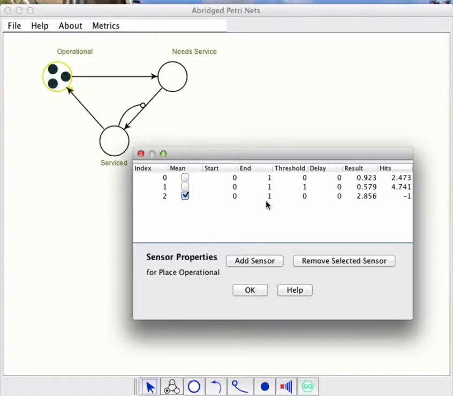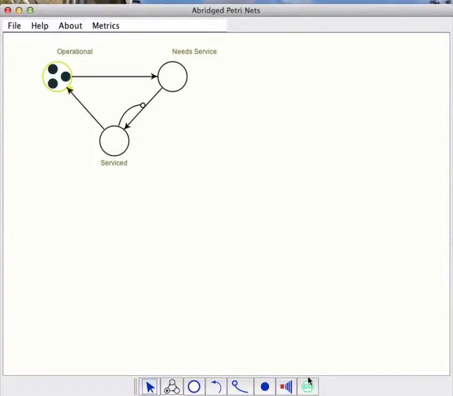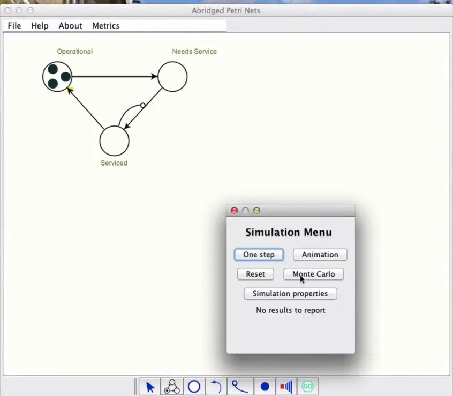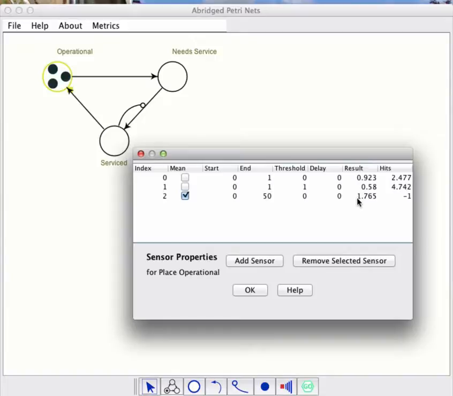Okay, so that was in the beginning, and we actually wanted to run it for the whole duration of the time. So let me rerun it, and you can see that now we run it for the whole duration. I can see that actually it should be 1.765, because we ran it only in the very beginning, so we had high chances that we had all three operational before any failures occurred. So we can select the start and the end time here.